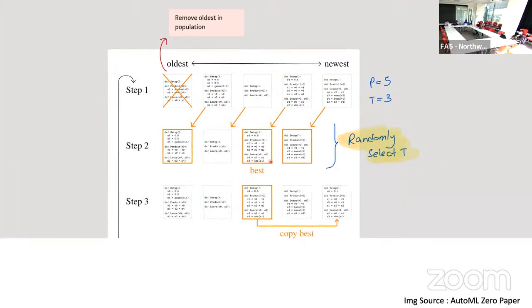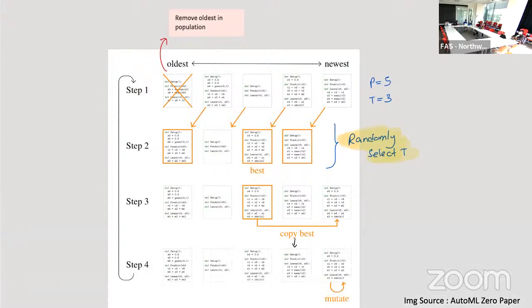After selecting the best one, we copy that algorithm, then we do this mutation. So we had a copy of the best algorithm and we mutate it, and we add it to the population. So now we are left with, let's say, 5 algorithms again. So we repeatedly do this step. So this is the overall regularized evolution concept.